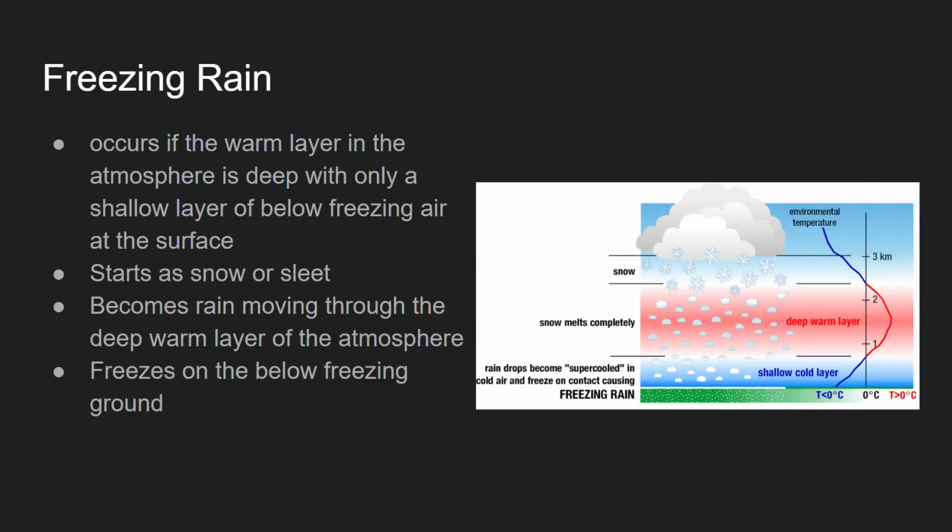Freezing rain is the next coolest, so I'm moving from warmest to coolest types of precipitation. This occurs if the warm layer in the atmosphere is deep with only a shallow layer of below freezing air at the surface. It starts as snow or sleet, becomes rain moving through the deep warm layer, and then freezes on the below freezing ground. So the ground is frozen, and it's called becoming supercooled in the air and freezing on contact. But above that, it has to come from snow to rain to become freezing rain, and that is where that deep warm layer comes into play. Now, let's move on.